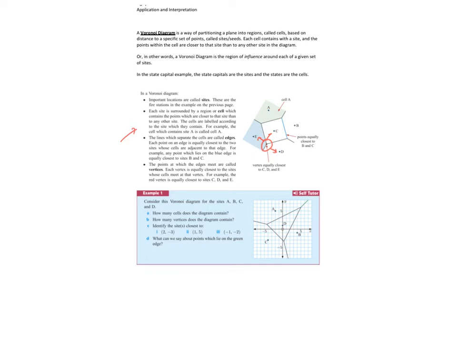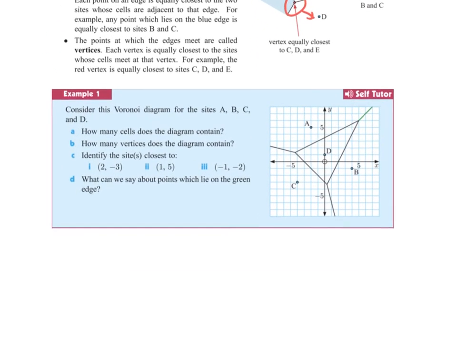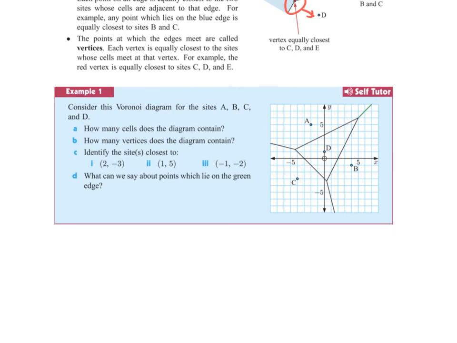So give this video a pause and go ahead and try example 1 on your own. All right, so we've got a Voronoi diagram here, and they have sites A, B, and C, and it wants to know how many cells the diagram contains. Well, it's pretty easy to count. We've got 1, 2, 3, 4 sites, so we should have 4 cells. So here's a cell, here's a cell, here's a cell, and here's a cell. So we have 4 of them.